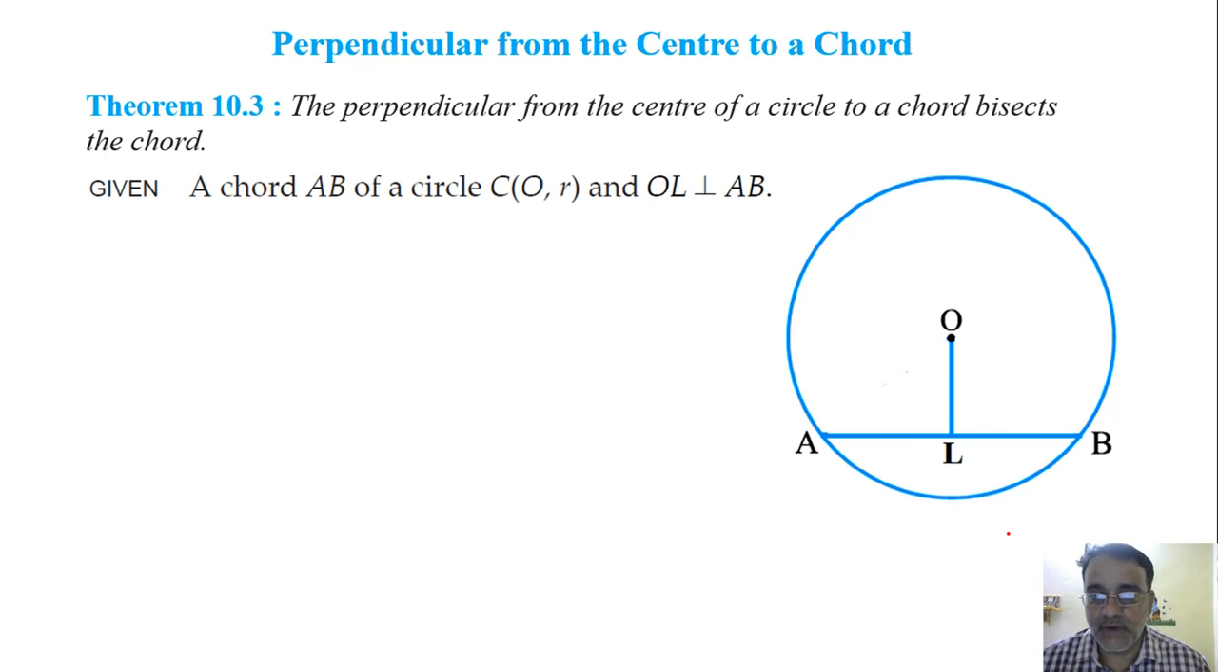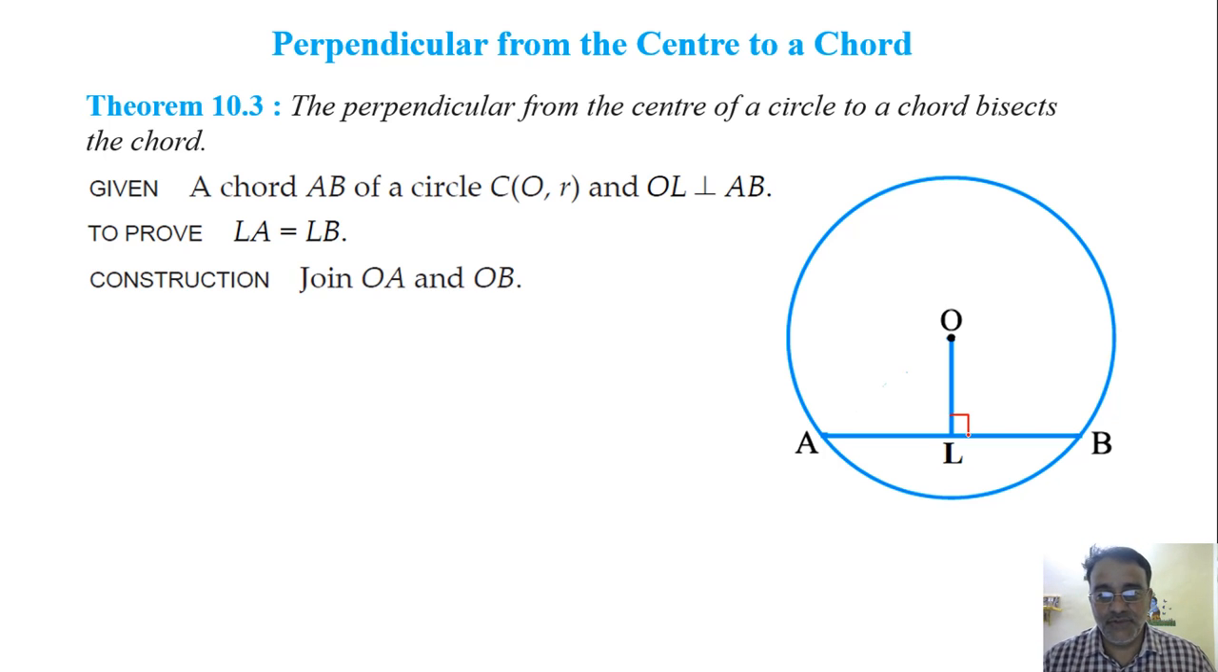So let us start. What is given? AB is a chord and OL is perpendicular to AB. This is given. Right? And what we have to show is that AL is equals to BL. Now here we have to do some construction. So what we are going to do, join OA, right? OA और OB को join कर लिए. This is clear? Yes, sir.